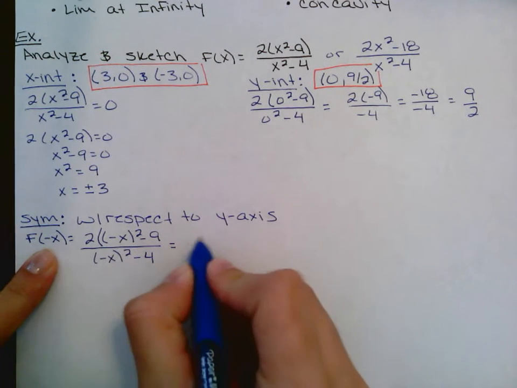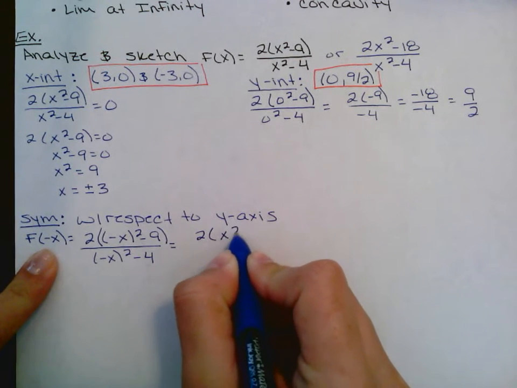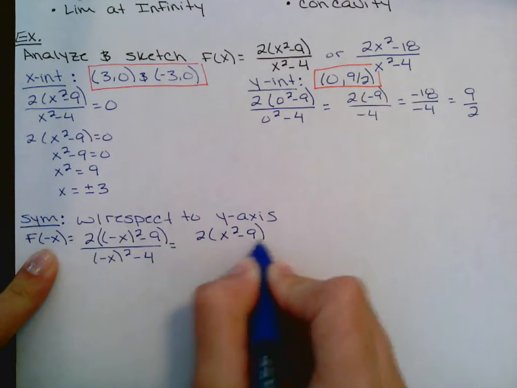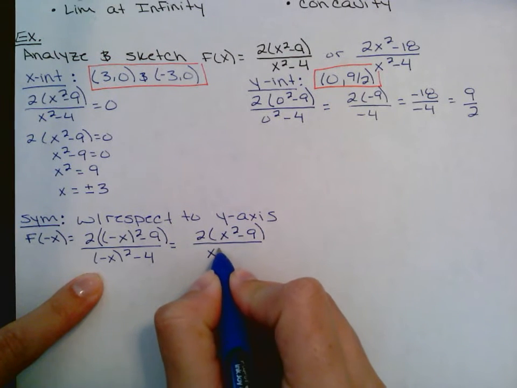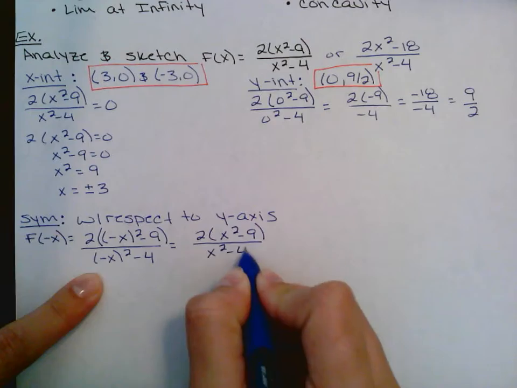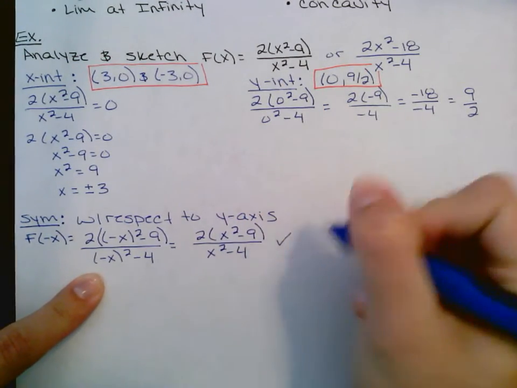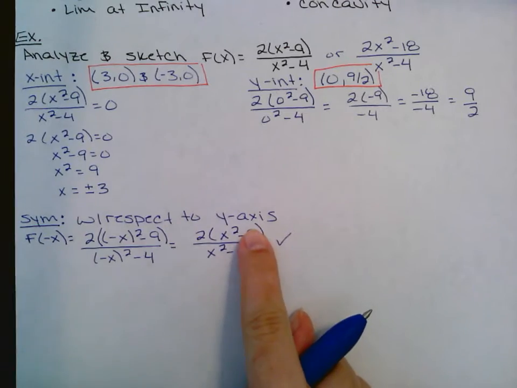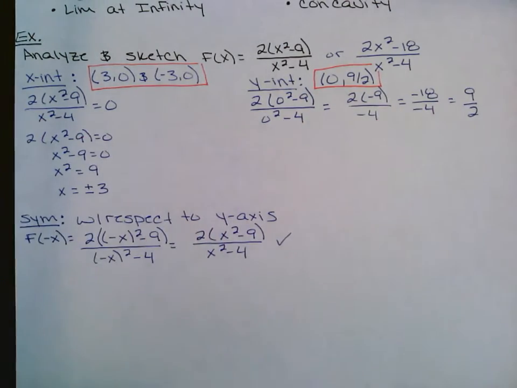So the fact that negative x squared gives me a positive x squared, and same down here, negative x squared gives me a positive x squared, and I do end up with the exact same function. So check mark, I am symmetric with respect to y. That means that whatever happens on the right side of this graph is going to be identical on the left side of this graph, okay? So let's move on to our next step, which is continuity.